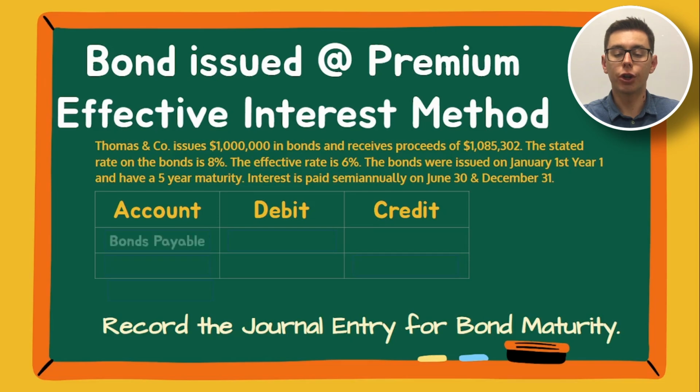Record the journal entry for bond maturity. This is the exact same way as the straight line method. Debit bonds payable for $1 million, credit cash for $1 million.